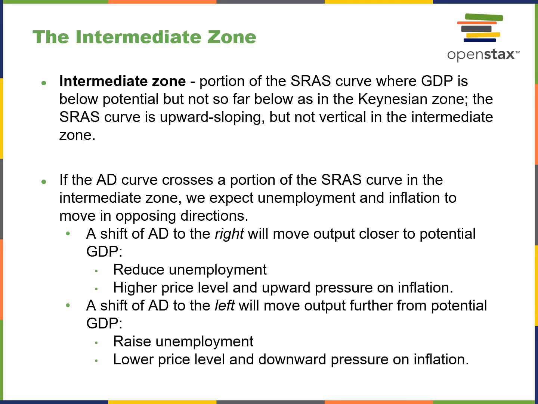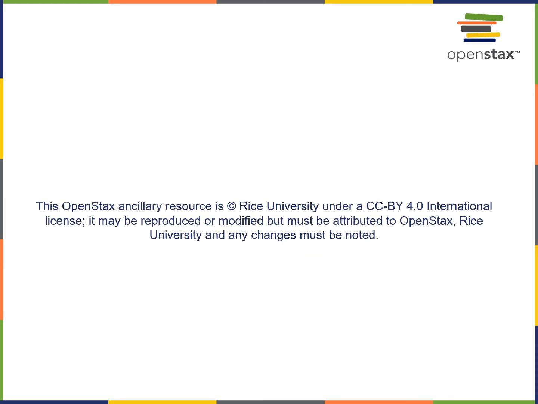So this will be inflationary. The intermediate zone is basically what's in between the Keynesian and neoclassical zones, and so if it shifts to the right, it'll produce closer to potential GDP. There will be a reduction in unemployment, but it also will give a little bit more pressure to inflation. Or if it shifts to the left and further away from it, there'll be a rise in unemployment, but there'll be a downward pressure on inflation. This concludes Chapter 11.